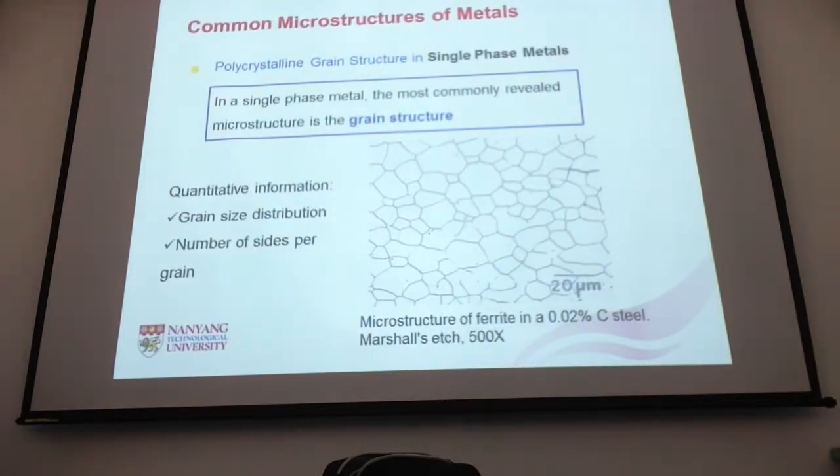This is the common microstructure of metals. It's a single phase. This image shows the typical microstructure. It shows polyhedral grains, and between the grains are the grain boundaries. This structure, called grain structure, is a typical microstructure. From this image, we can get two kinds of quantitative information: one is the grain size distribution, and another is the number of sides per grain.